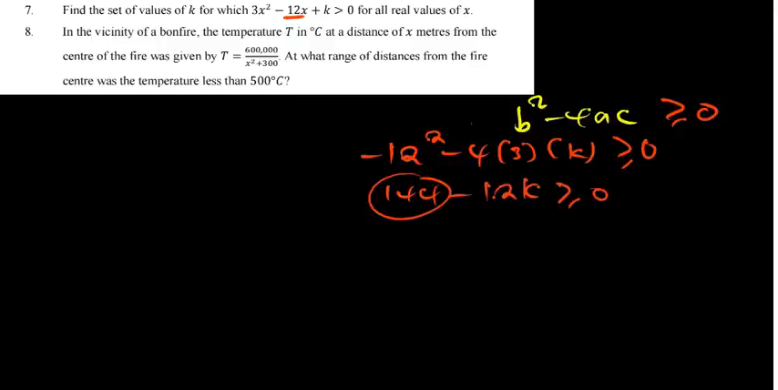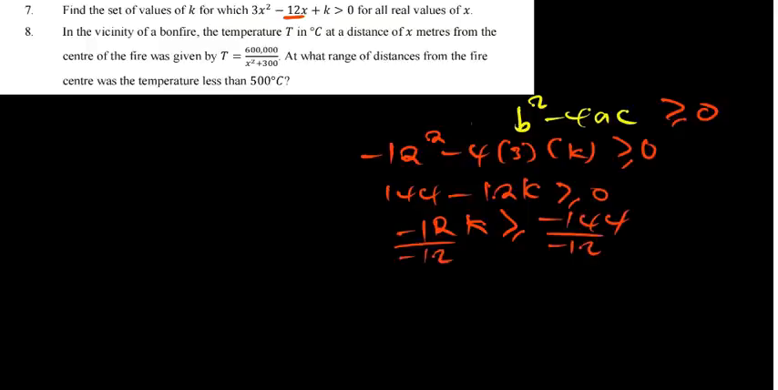I have to square it, minus 4. My a is 3. Then my c in that case is k. This has to be greater than or equal to 0. So this is going to give me 144 minus 12k greater than or equal to 0. I'm going to shift this guy to the other side. I'm going to have negative 12k greater than or equal to negative 144. I'll divide both sides by negative 12. These two will cancel.